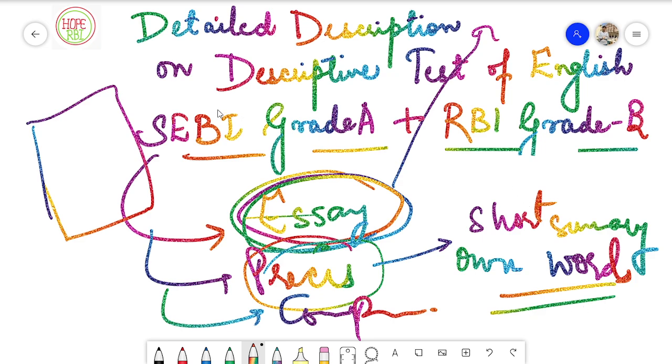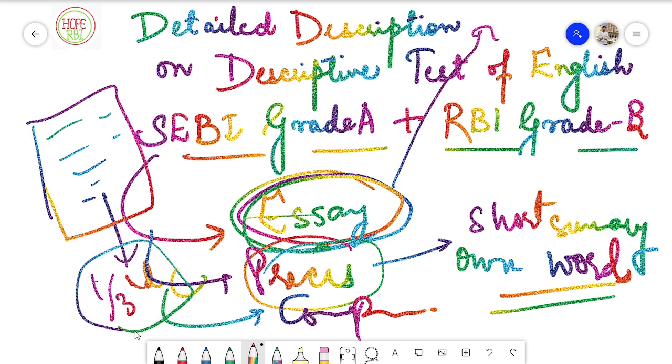So you have to analyze the passage that is given to you and make short notes out of it in your own language. The recommended word limit is already given there, but you are supposed to reduce the given passage to 1/3 of its length. Okay, you have to reduce.